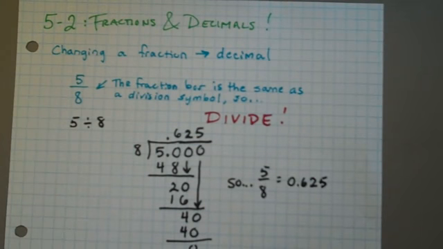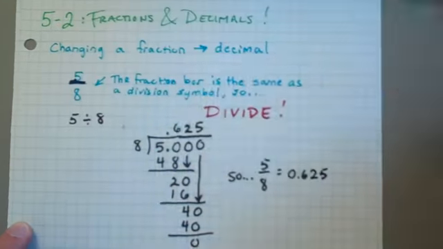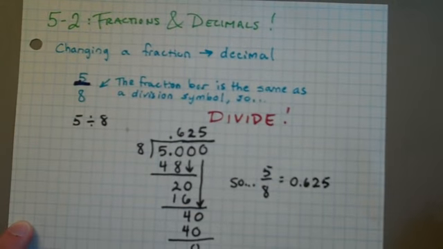Okay, Chapter 5, Lesson 2. This is fractions and decimals. So let's start off with converting a fraction into a decimal. Let's say we have something like 5/8. Well, keep in mind that the fraction bar right here is the exact same as a division symbol.